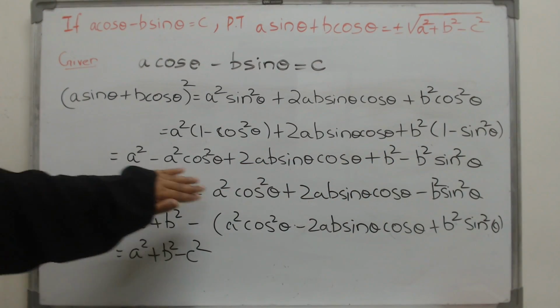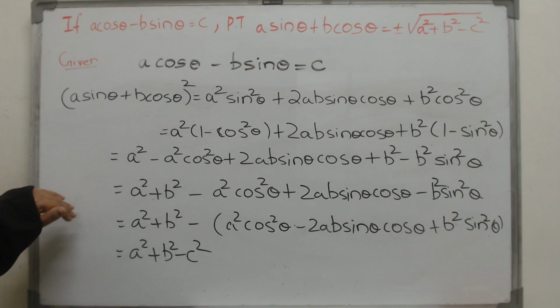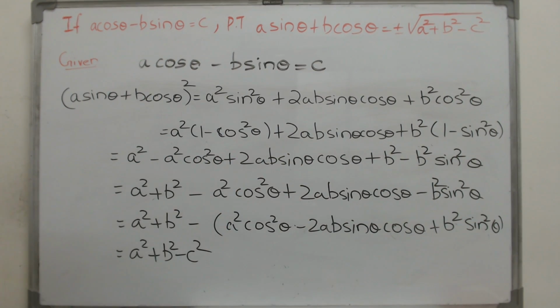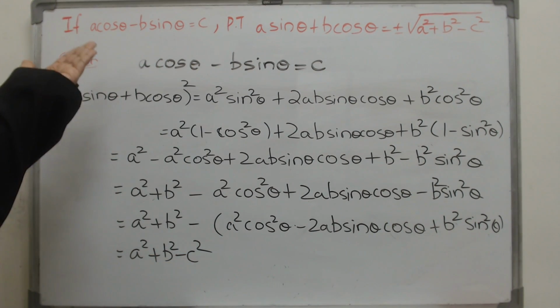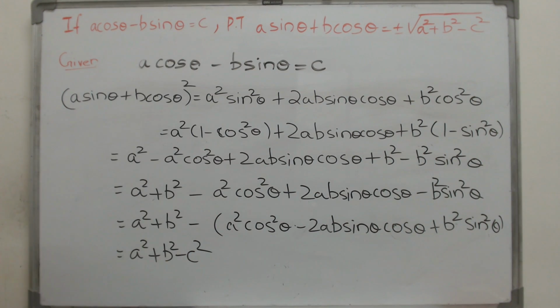Bring them to this side, to the front of the equation, and then group all of this together, and what do you see? This is exactly what we need. Then find the square root. You will arrive at the equation.